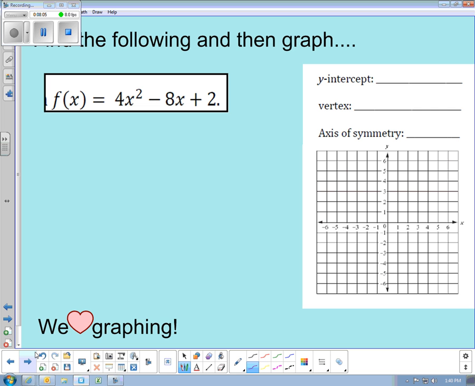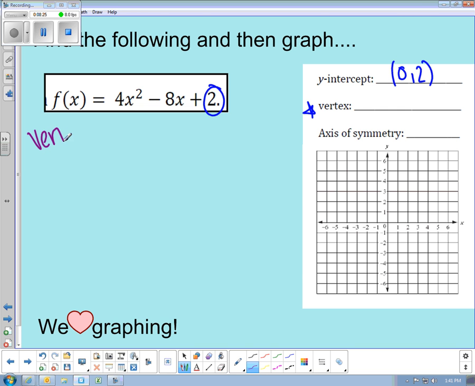Let's take a look at the next one. In number 2, I want to consider the function f of x is equal to 4x squared minus 8x plus 2. Now, again, the y-intercept is the easiest one to find, that's for sure, but it's definitely not the most important. The most important is going to be the vertex. The vertex is going to tell you that middle.